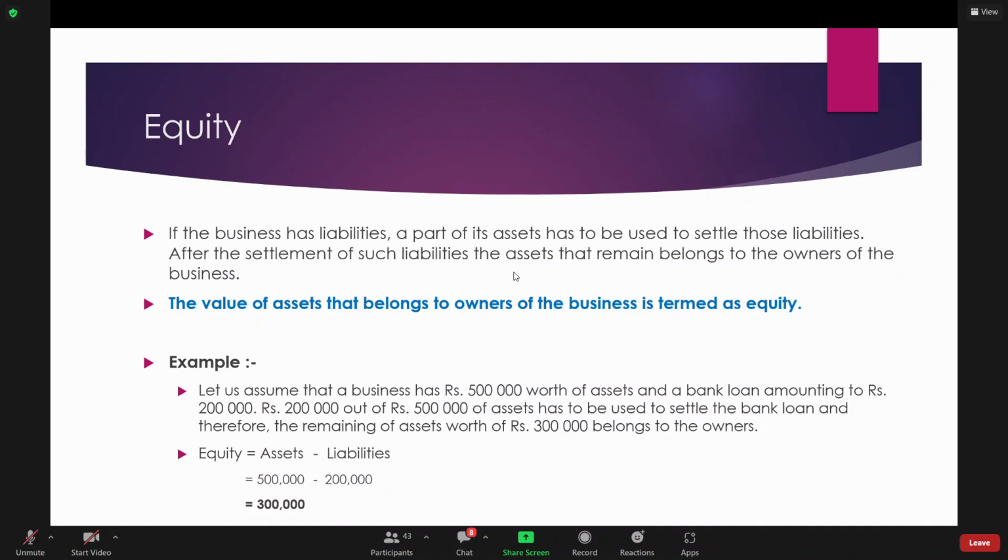Equity. Variable cost is there in management accounting. Equity: if the business has liabilities, a part of its assets has to be used to settle those liabilities. After the settlement of such liabilities, the assets that remain belong to the owner of the business, and this is called equity. In very simple terms, equity is the value of assets that belongs to the owner of the business.